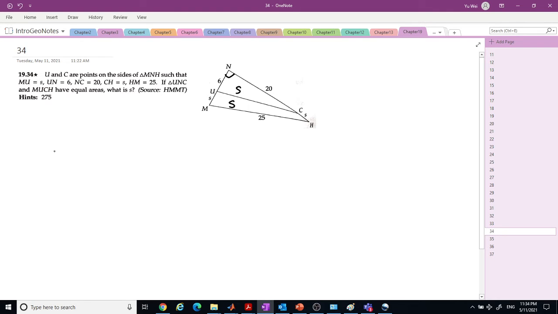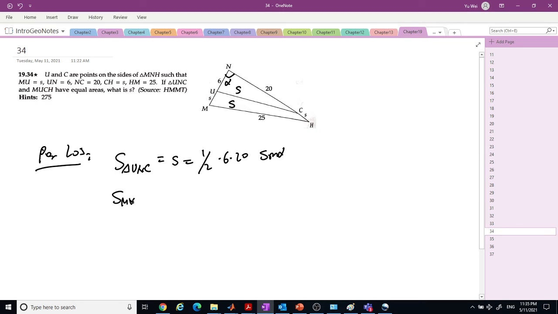And we have the angle. So per law of sines, the area of UNC is equal to half of 6 times 20 times sine alpha, and the area of MNH is equal to 2S, which is half of (6 plus S) times (20 plus S) times sine alpha.